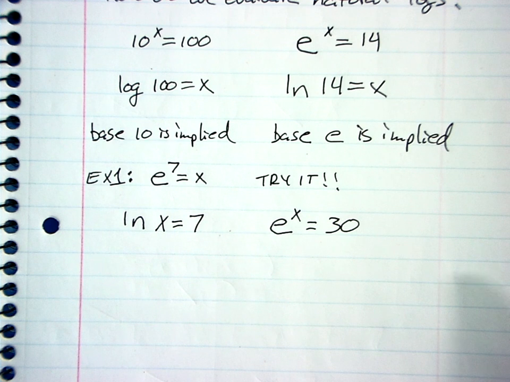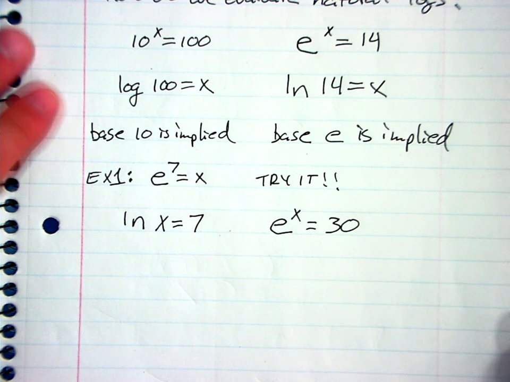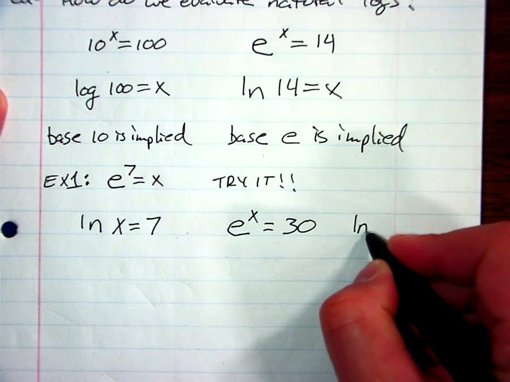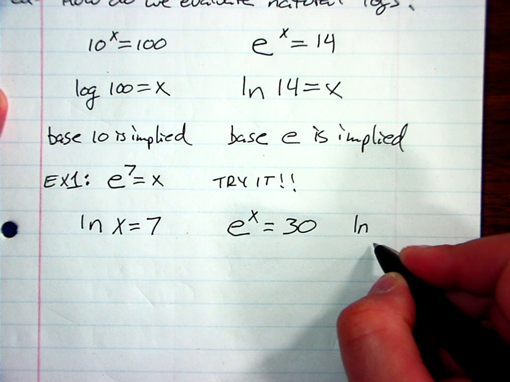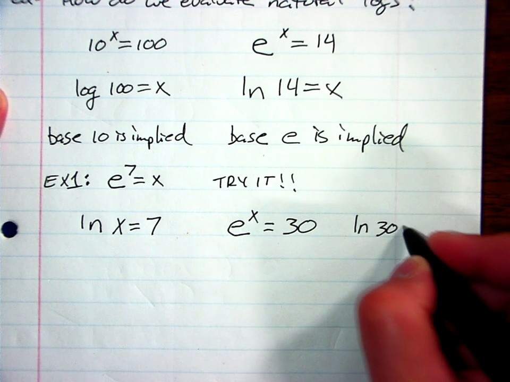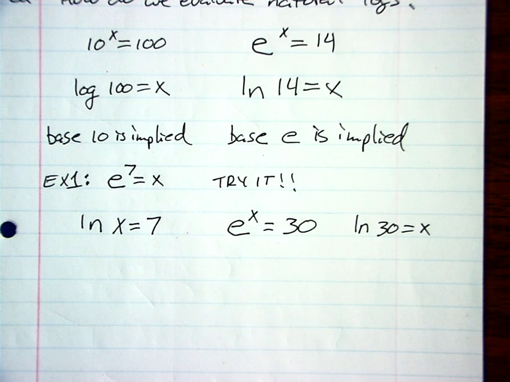E to the x equals 30. So we do natural log. My base is E. I don't need to write it. And then what happens to the 30 and the x? They switch sides. You are done. That's your final answer.